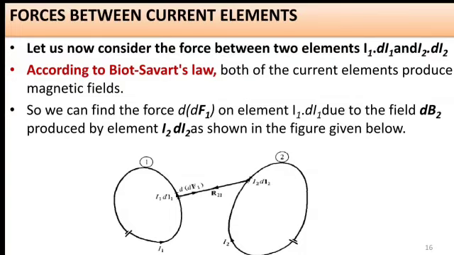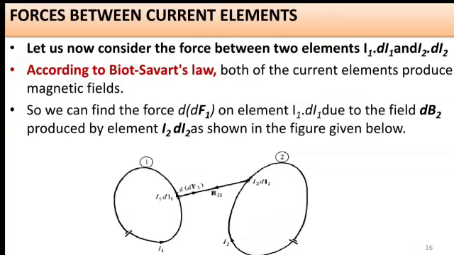Now, let us examine the forces between two elements I1 dl1 and I2 dl2. According to Biot-Savart's law, both of these current elements will produce magnetic fields. So, we can find the force d(dF1) on element I1 dl1 due to the field dB2 produced by I2 dl2, as shown in the figure.